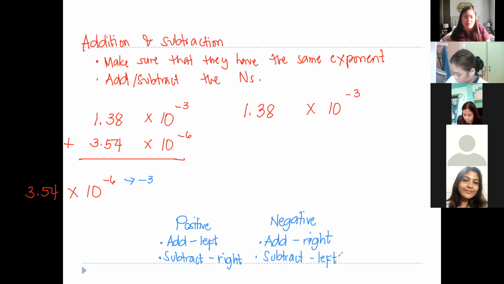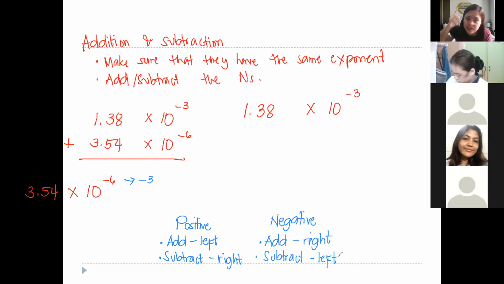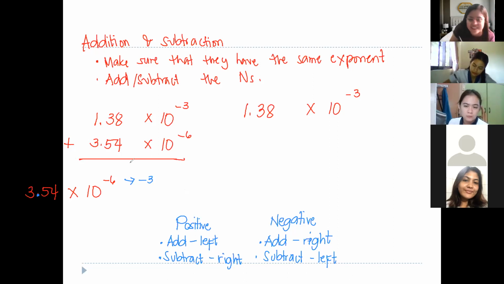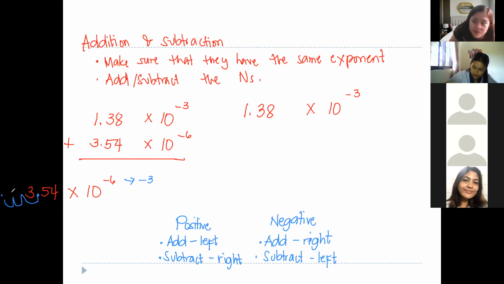For 3.54 times 10 raised to the power of negative 6, it must become negative 3. Do we add or subtract? Subtract. We subtract because from negative 6 we make it negative 3. So where is our movement going? To the left. So the decimal in 3.54 moves to the left. How many places? Three, ma'am, because that is the difference between 6 and 3. So we move three places to the left: 1, 2, and 3. The decimal will be placed here now.